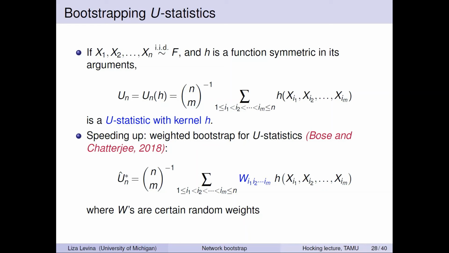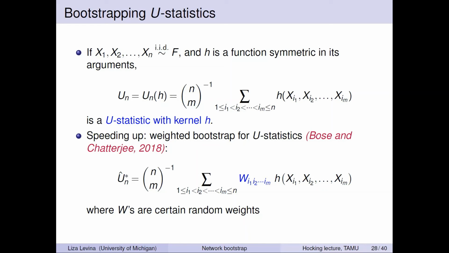So you take a function, that function is called the kernel. This function has to be symmetric in its arguments. One simple example is the mean. The mean just has one argument, right? That's a U statistic. The second moment, and so on.